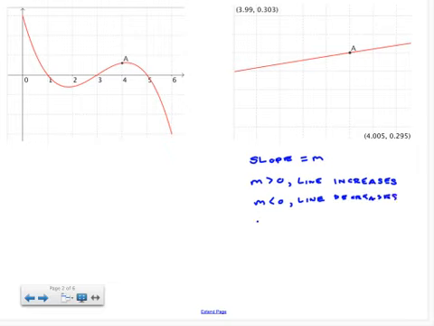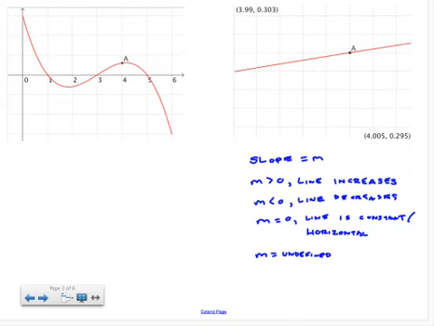We know that if the slope is 0, you have a horizontal line, or we could say your line is constant. So I'll put constant or horizontal. And there's one other possibility, is that your slope could be undefined. And for lines, that means you have a vertical line.